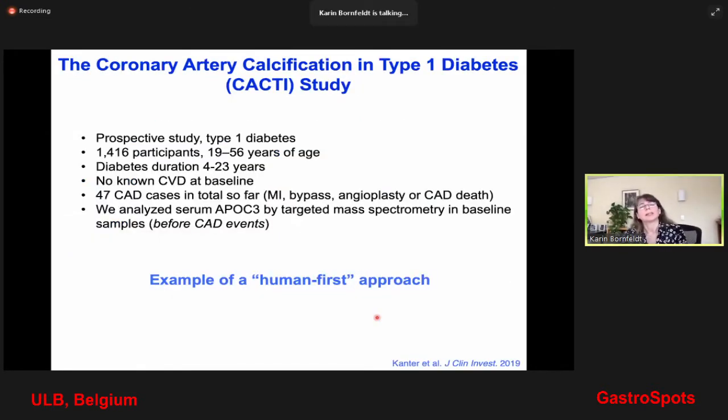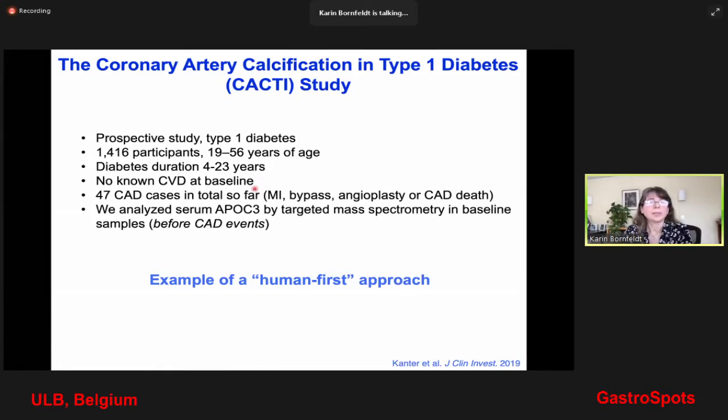So in order to ask questions about ApoC3 as a risk factor in type 1 diabetes, we teamed up with Janet Snellberg at the University of Colorado, Denver. She leads the coronary artery calcification in type 1 diabetes, or CACTI study there. This is a prospective study of people with type 1 diabetes, about 1,400 participants, 19 to 56 years of age, with a diabetes duration of 4 to 23 years. There was no known cardiovascular disease at baseline.